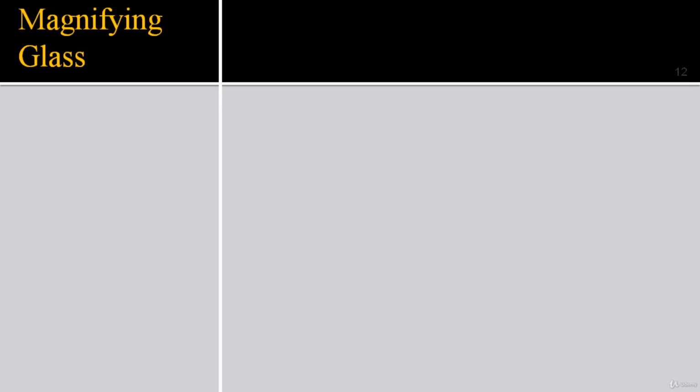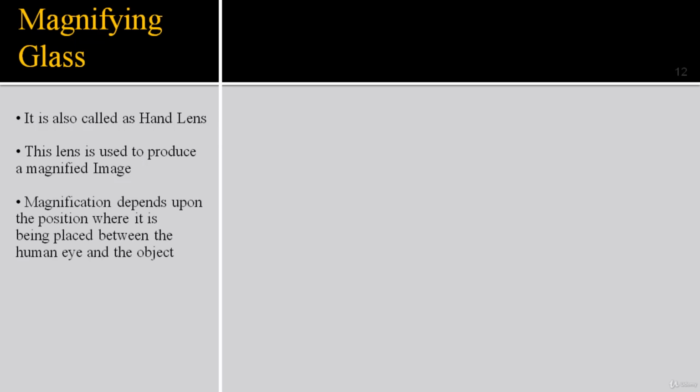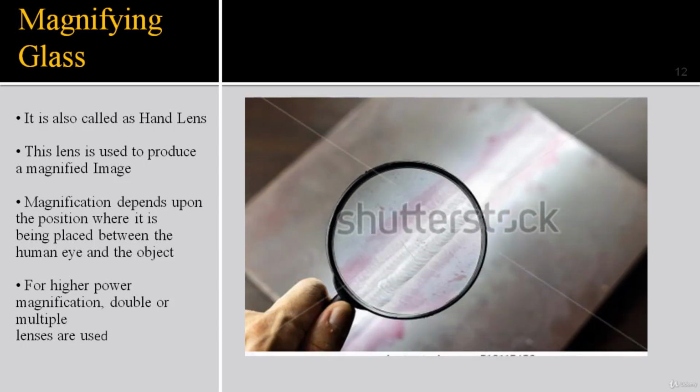If we talk about magnifying glass, it is also called a hand lens. This lens is used to produce a magnified image. Magnification depends upon the position where it is placed between the human eye and the object. For higher power magnification, double or multiple lenses are used. So sometimes we use magnifying glass or powerful glasses to see things in detail.